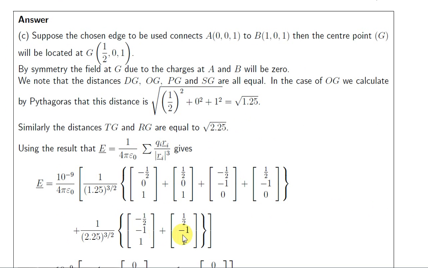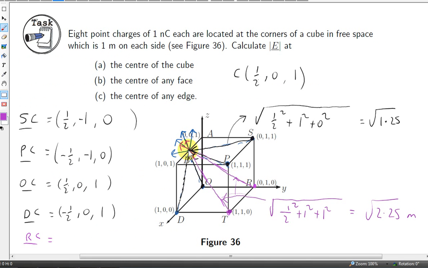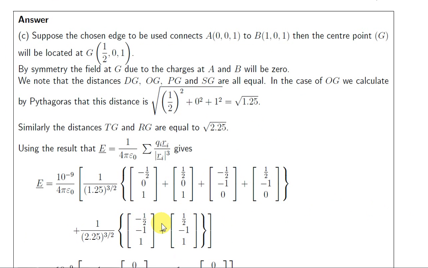Then we have to consider the field due to the two charges that are further away. So we need to get vector RC. Well, that's a half, 0, 1 minus 0, 1, 0. It's going to be a half, 0 minus 1 is minus 1, and then we have 1 minus 0 is 1. Vector TC is a half minus 1 is minus a half, 0 minus 1 is minus 1, and 1 minus 0 is 1. So these are written as column vectors here. Okay, so these are the other two vectors.